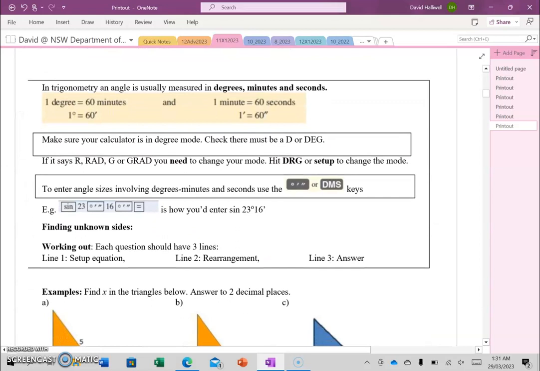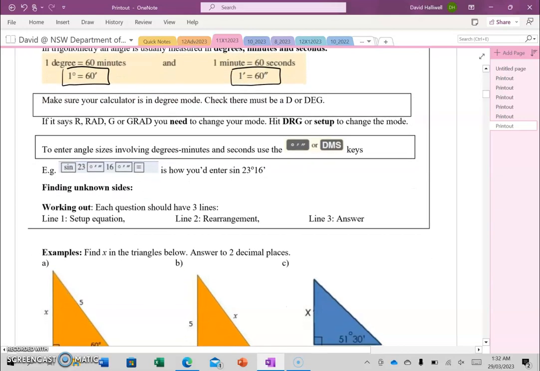In trig, angles are usually measured in degrees, minutes, seconds. You learnt this in year 10, that 1 degree is 60 minutes, and minutes is denoted by one dash. 1 minute is 60 seconds, and seconds is 2 dashes. For all calculations at the moment, let's make sure our calculator is in degree mode. Check that there's a D or a DG at the top. And if your calculator says R, Rad, G or Grad, change your mode. I think you'll find it in the setup.